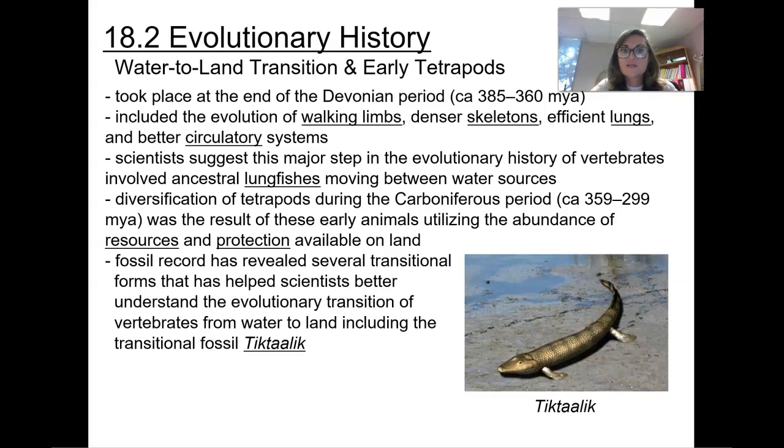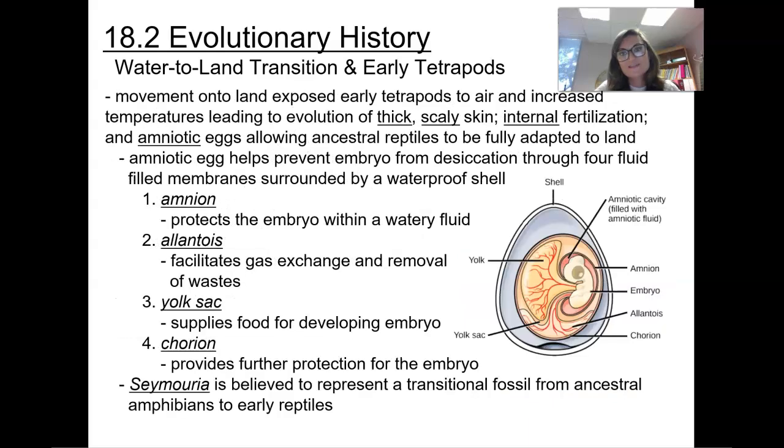So diversification of tetrapods during the Carboniferous period, that's around 359 to 299 million years ago, is going to be the result of early animals that are going to start to utilize the abundance of resources and protection available that they have now on land. Fossil records are going to reveal several transitional forms that have helped scientists better understand the evolutionary transition of vertebrates from water to land using the Tiktaalik. And so there's lots of videos, National Geographic, things like that, on the Tiktaaliks.